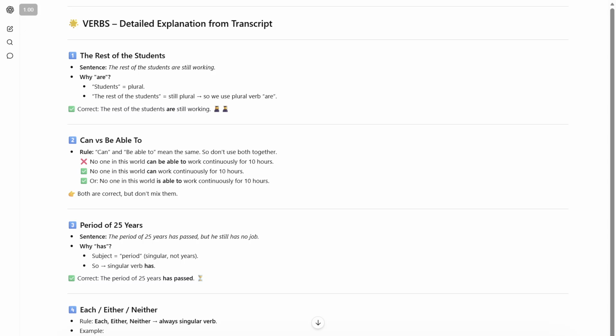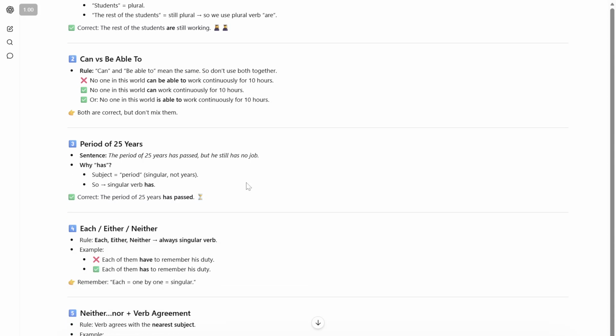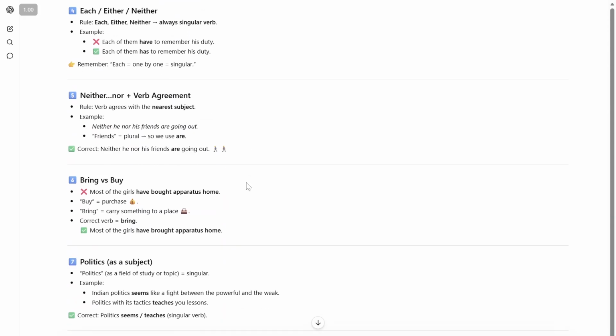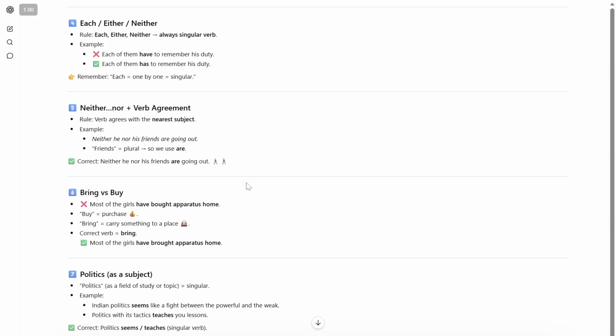Each, either, neither. Rule: each, either, neither always take a singular verb. Wrong: Each of them have to remember his duty. Correct: Each of them has to remember his duty. Remember, each equals one by one equals singular.